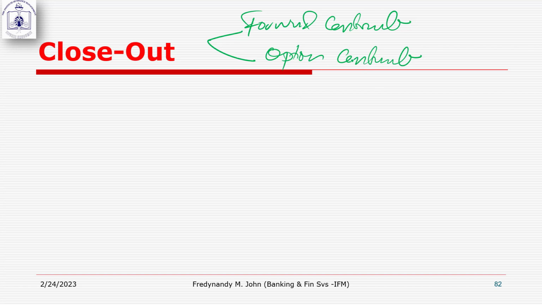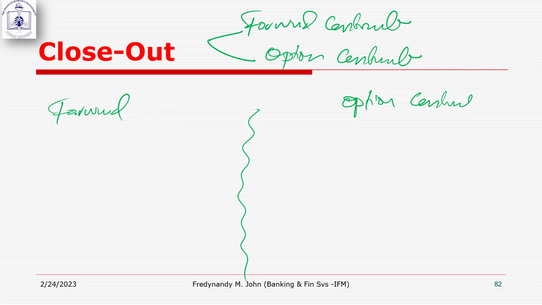Number one, forward contract gives the holder of the contract right and obligation. Let me write them, these two contracts here. Here we have forward contract, and here we have the option contract. All right.